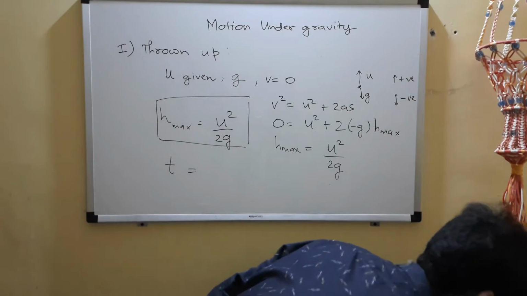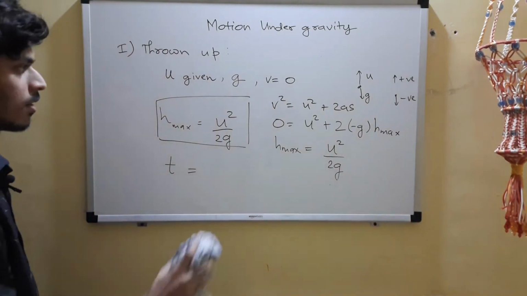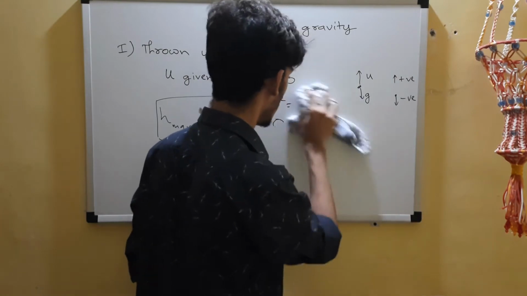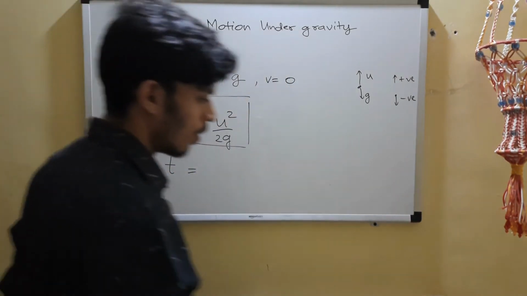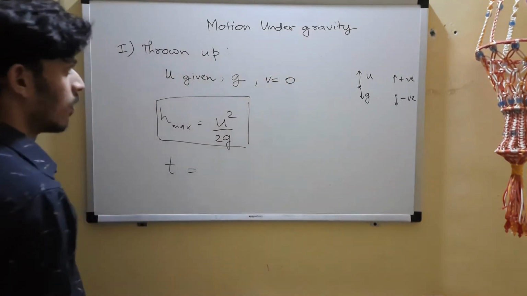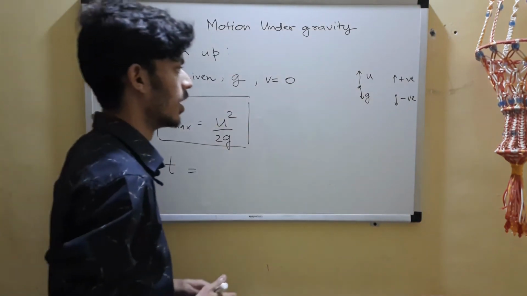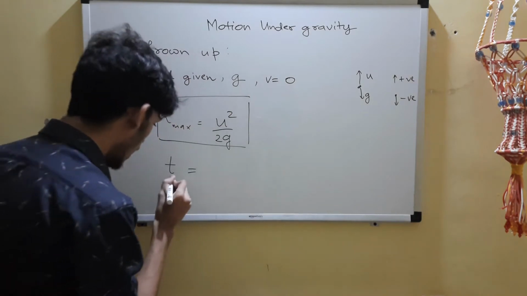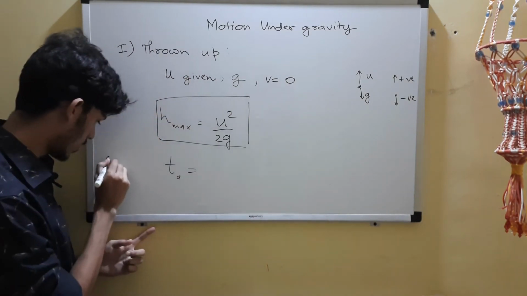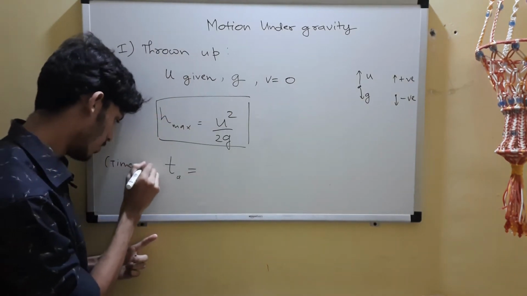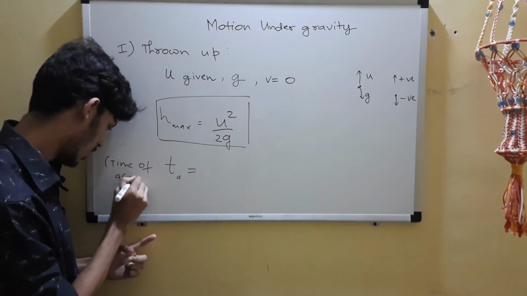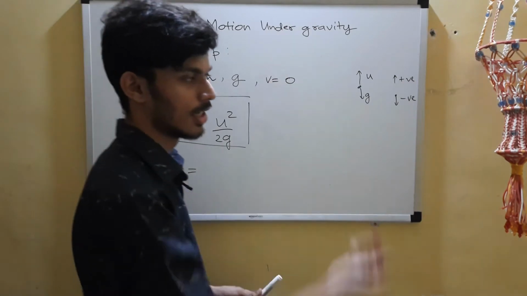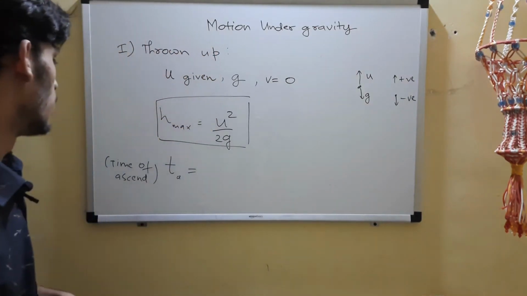Now let's go for t. You can note that down. Now for t, the time to reach the highest point, we call it the time of ascent. Remember that, time of ascent, the time taken to reach the highest point, the maximum height basically. Time of ascent, it's ascending up, right? So what is the time?